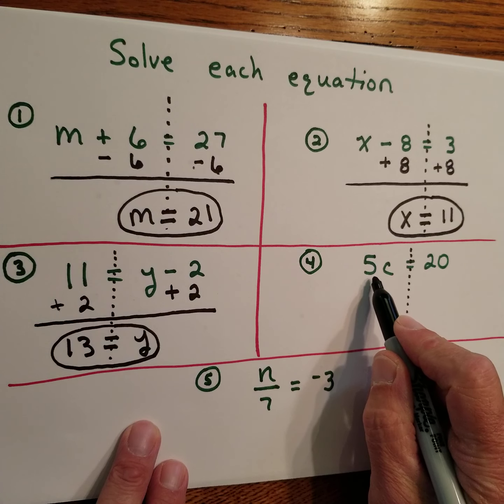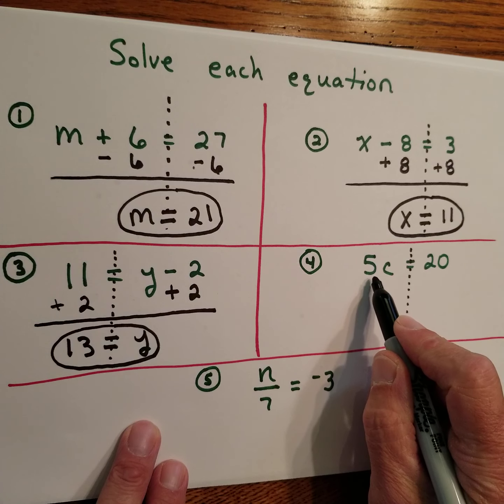But if I divide one side by 5, I must divide both sides by 5. Now 5 divided by 5 is 1, and 1 times C is C. That's what I wanted. 20 divided by 5, that's 4. There's my answer. C is 4. If I want to check it, I plug 4 back in for C. And 4 times 5, that is certainly 20.